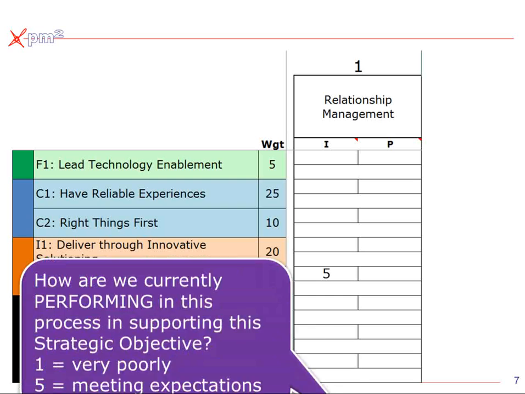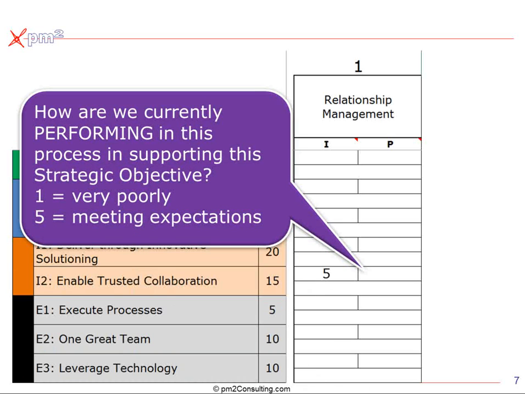Secondly, we take a look at the performance. The performance is again a 1 to 5 scale, where 1 would be performing very poorly in aid of that specific strategic objective, and 5 meeting expectations. Not exceeding, just meeting. The idea is that the contract you have with your customers is to meet their expectations.